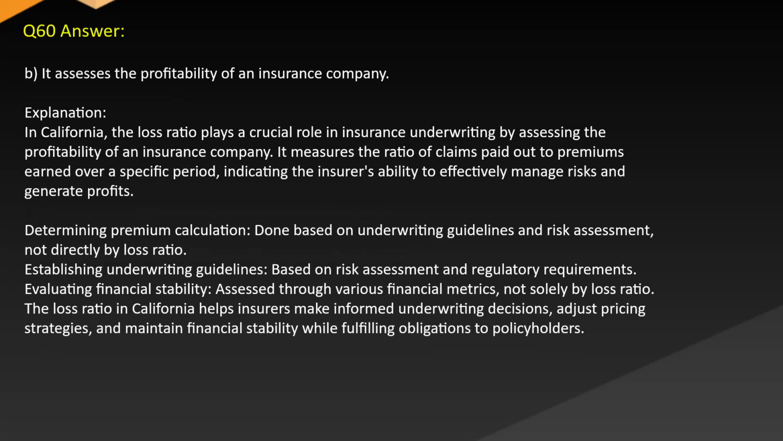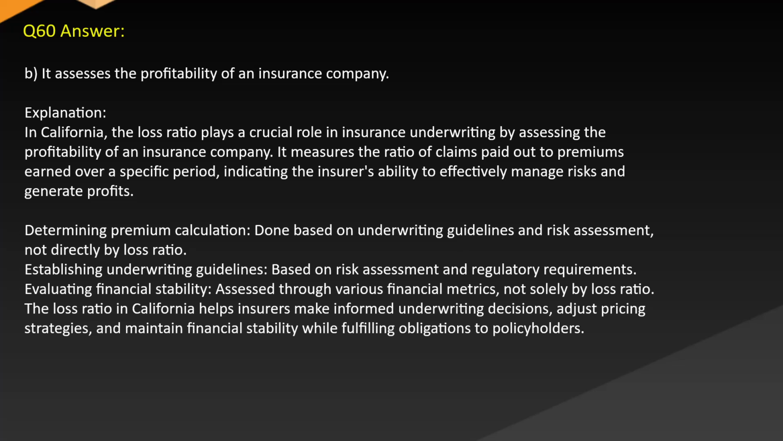Answer: B. It assesses the profitability of an insurance company. Explanation: in California, the loss ratio plays a crucial role in insurance underwriting by assessing the profitability of an insurance company. It measures the ratio of claims paid out to premiums earned over a specific period, indicating the insurer's ability to effectively manage risks and generate profits.